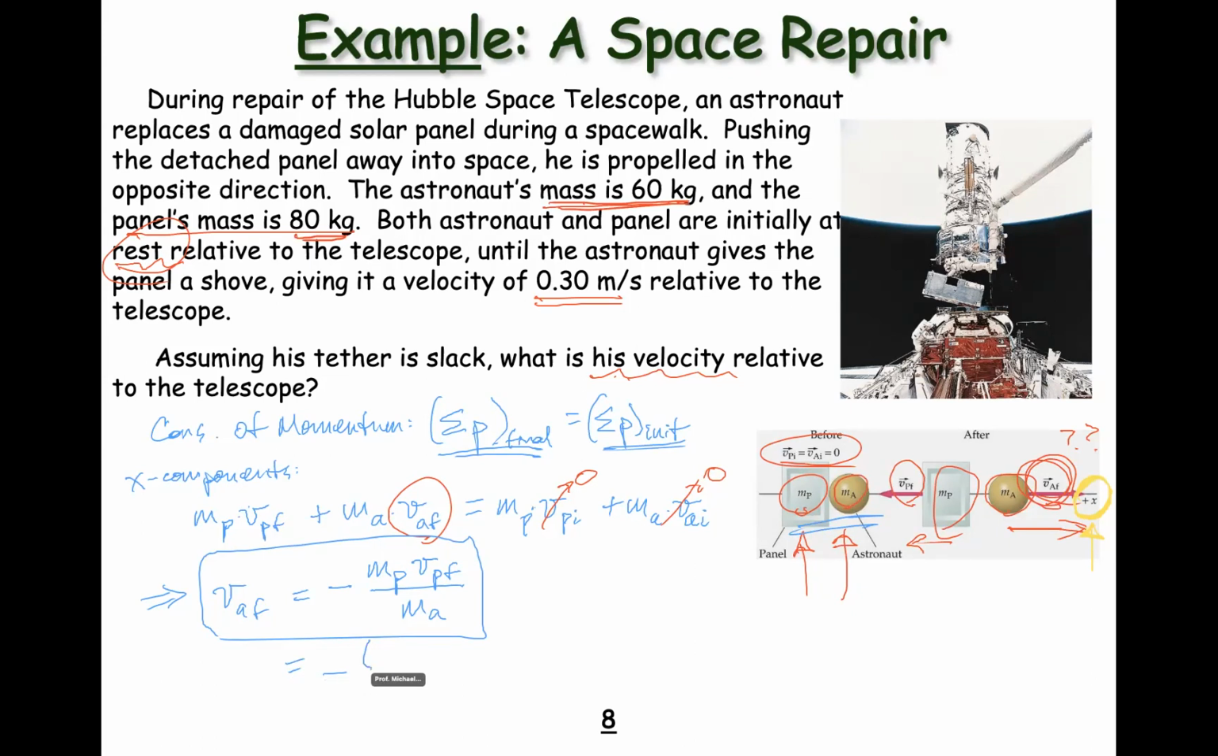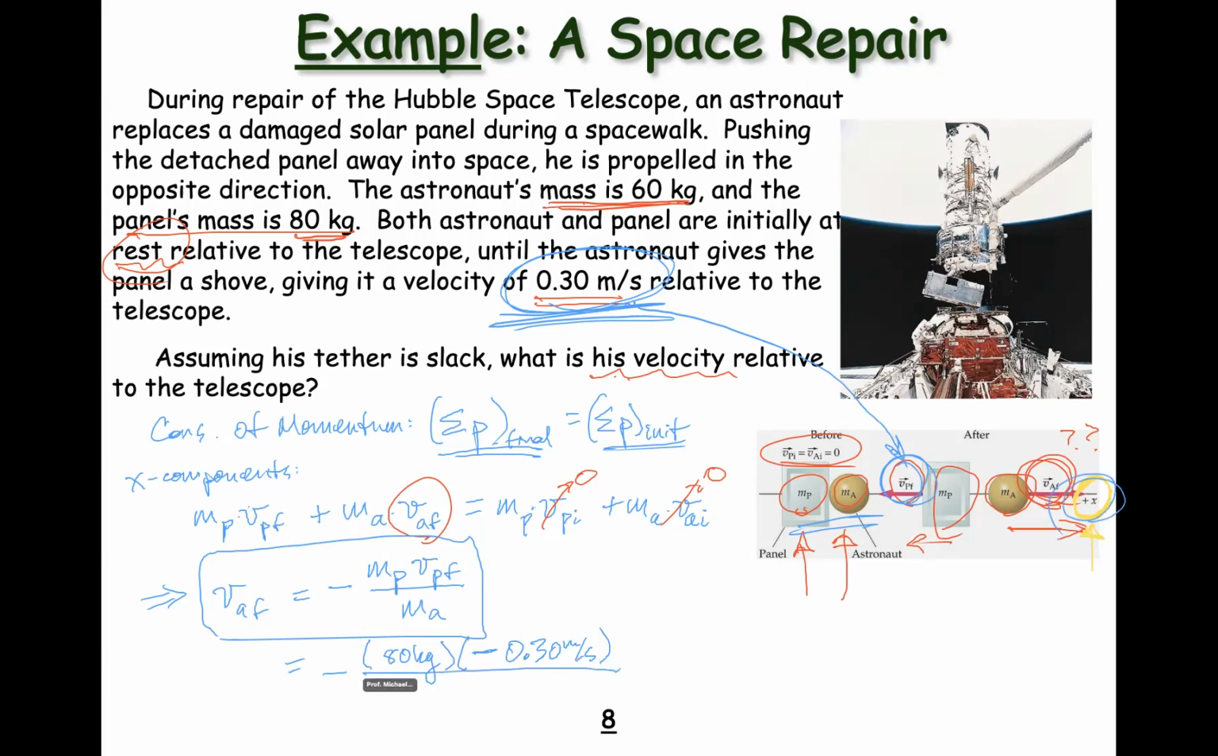Mass of the panel is 80 kilograms. I can't tell how many sig figs are on these things, so we'll just assume 2 sig figs. The final velocity of the panel is to the left. Again, these are X components. So using the picture as my guide, I need to make sure that the final velocity of the panel is negative 0.3, because it's in the negative X direction on my picture.